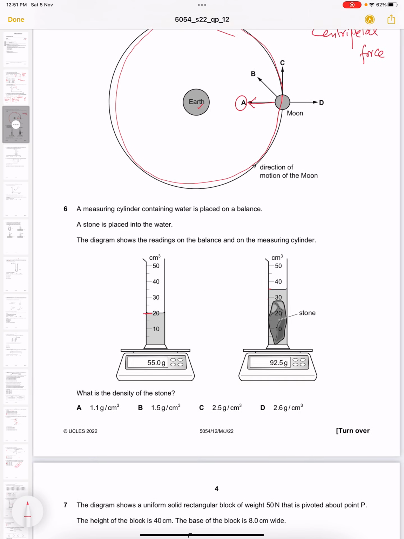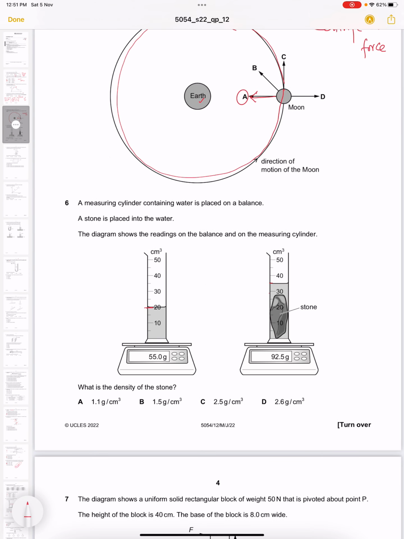Next question. A measuring cylinder containing water is placed on a balance. A stone is placed into the water. The diagram shows the reading on the balance and the reading on the measuring cylinder. So it seems a lot easier question. Initially the volume in the measuring cylinder is about 20. When we have inserted a stone in it, the volume rises to almost 35. So the volume of the stone is basically 35 minus 20, which is 15 centimeter cube.